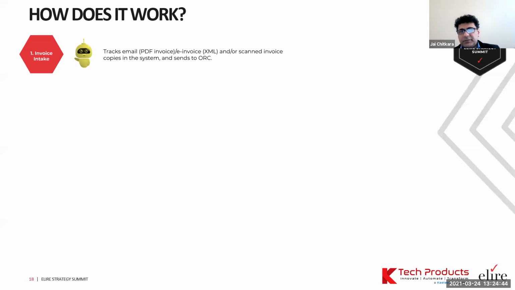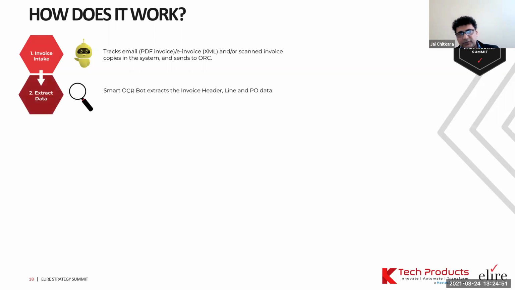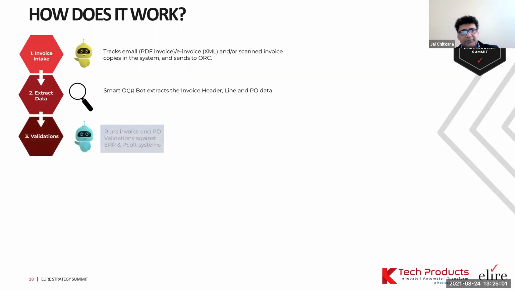It could be Excel based. It could be a Word document. It could be an XML. So there could be different shapes and sizes of those invoice processes. It could be coming in a website format. The extraction of the data, we can read the header, the line, the PO data, all of that.